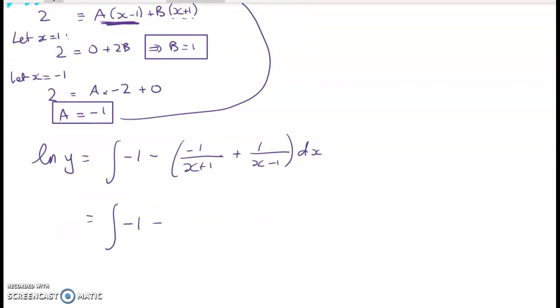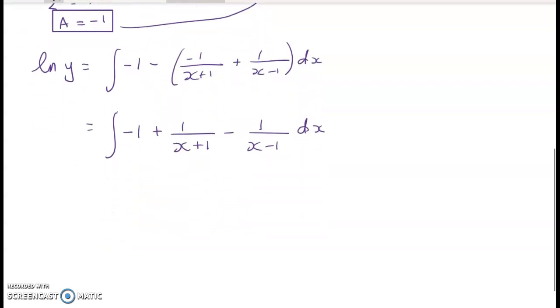Being careful with my negative signs, I can see now that this is going to be a very easy integral to work through. That's going to be minus 1 over x minus 1 dx. Right, so we are good to start integrating on the right-hand side.